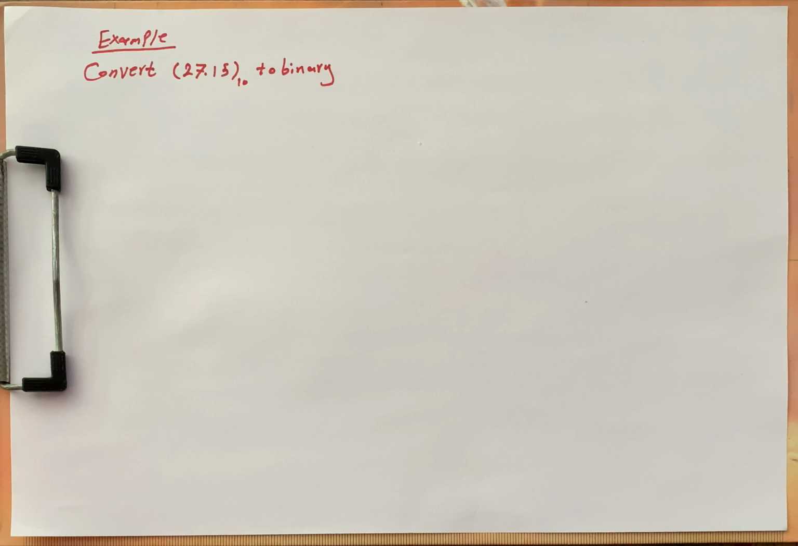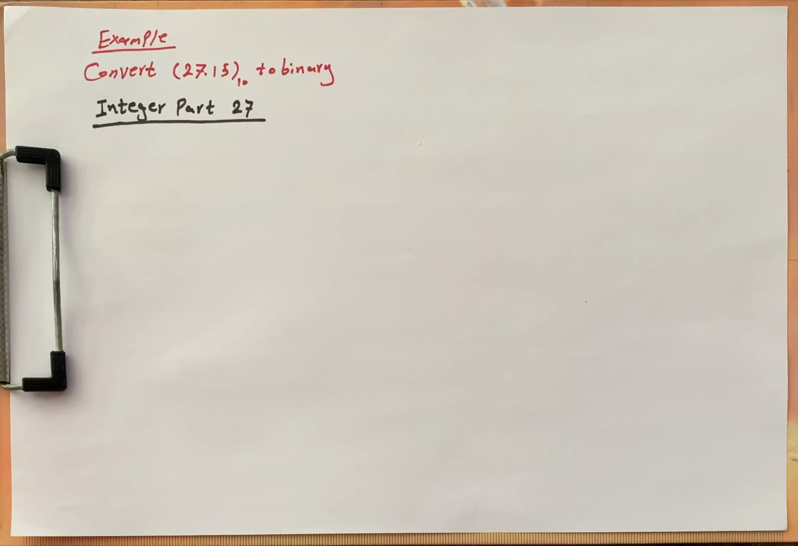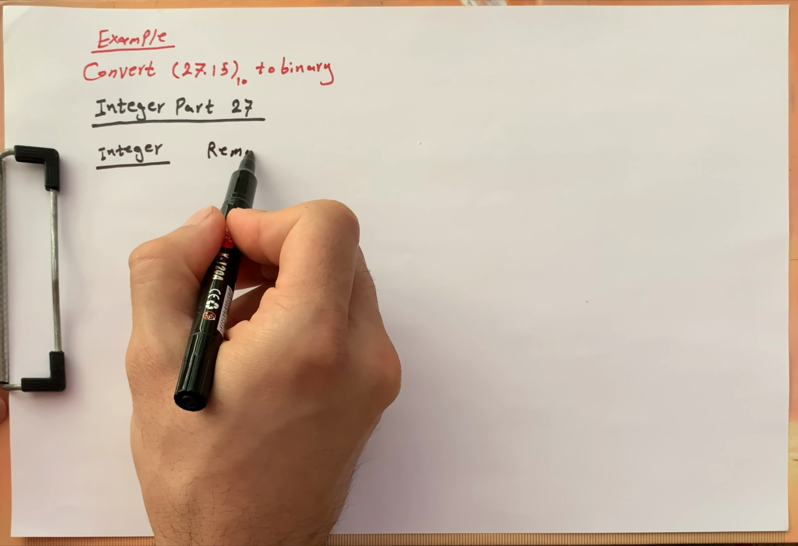For convenience, we will take the number as two parts, the integer part and the fractional part. Then we add the two converted parts together. First, we will convert the integer part of the number, which is 27. We will make two columns, integer and remainder.